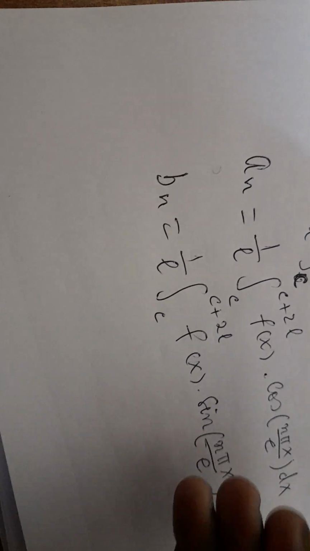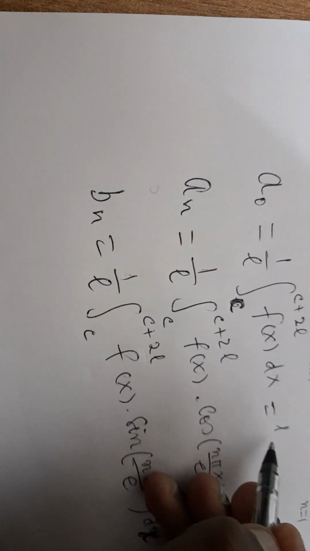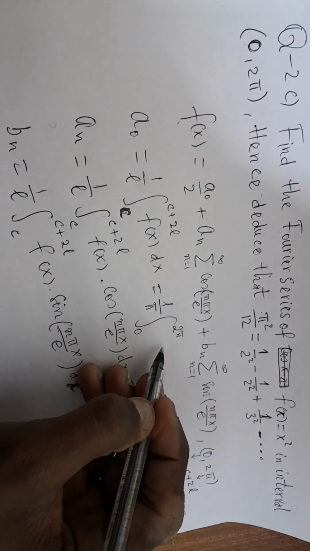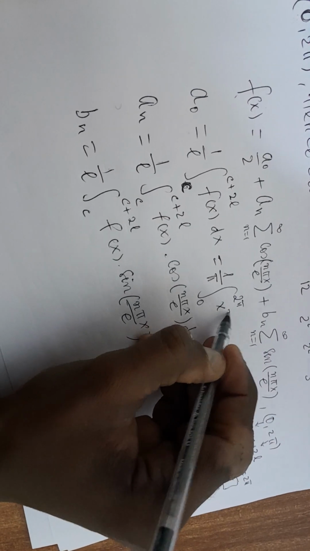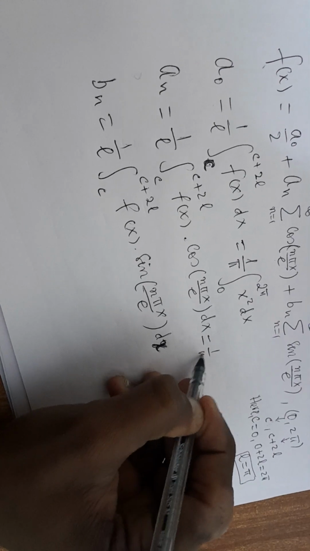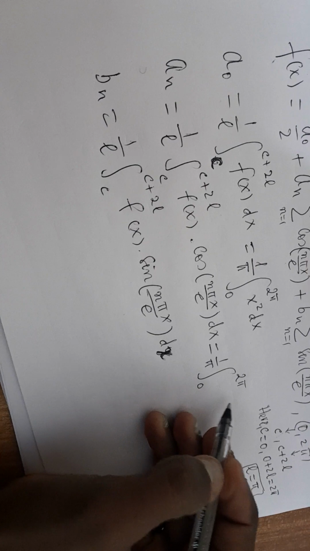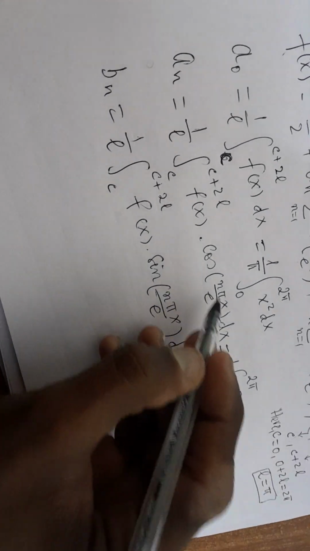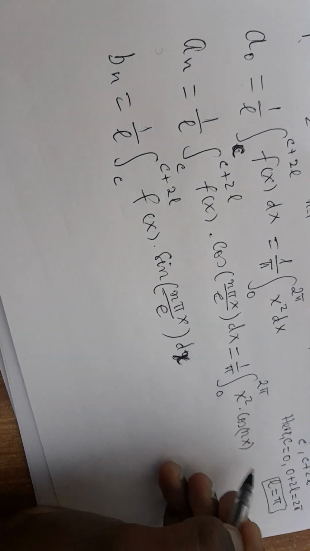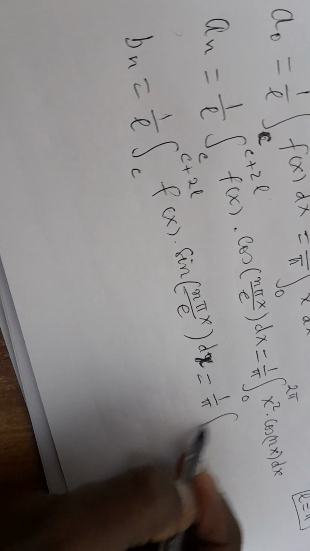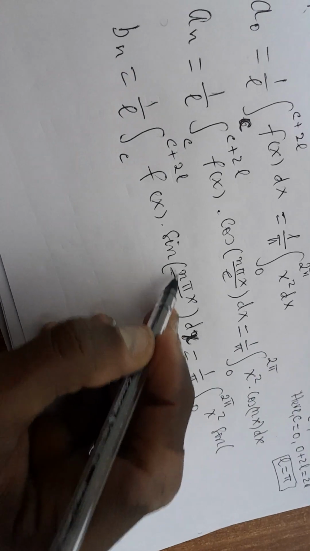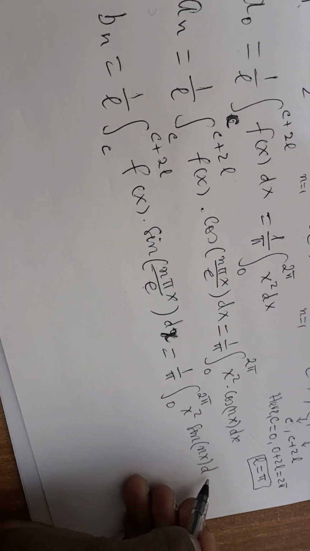Now that we know what L is, this is 0, so it will be 1 by pi, and here the limits are 0 to 2 pi. Here f(x) is x squared dx. I'm just writing, not solving, just substituting the values. So an is 1 upon pi, integration from 0 to 2 pi, x squared, then cos of n pi x upon pi. The pi by pi is 1, so only nx remains, dx. And the same for bn: 1 upon pi, integration from 0 to 2 pi, x squared, then sine, pi by pi is 1, only nx remains, dx.